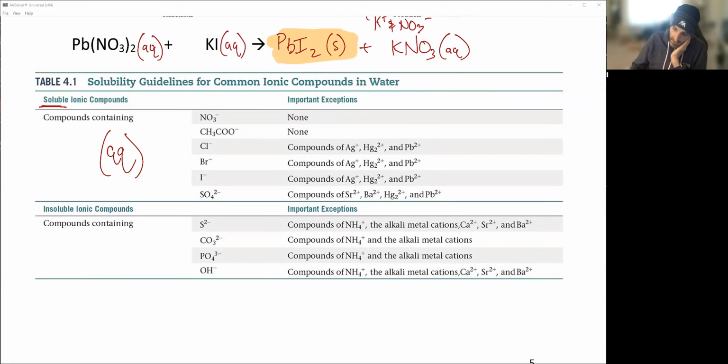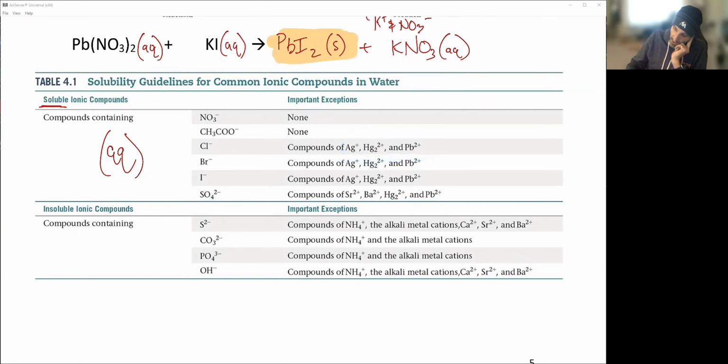So anything containing nitrate, chloride, bromide, iodide, those are the halogens, sulfate, and acetate are going to be aqueous. Except there are a handful of exceptions. There are no exceptions for nitrates and acetates, meaning if you have acetate or nitrate, they are always going to be soluble. Doesn't matter what they're with. If it's an acetate or a nitrate, always soluble. But there are a couple of examples where you do in fact have some type of exceptions.